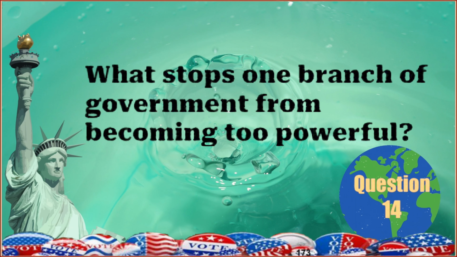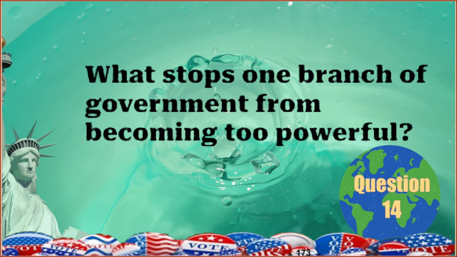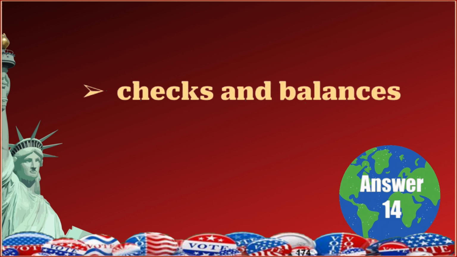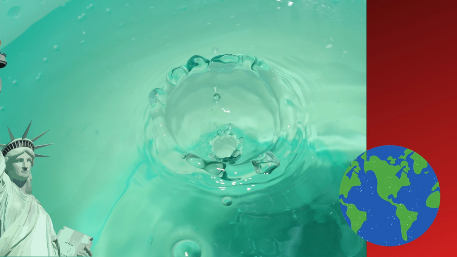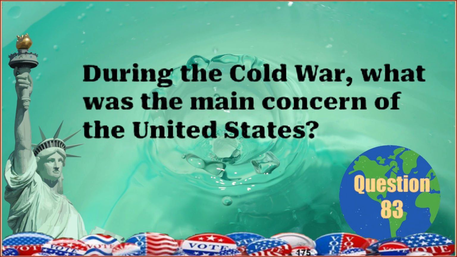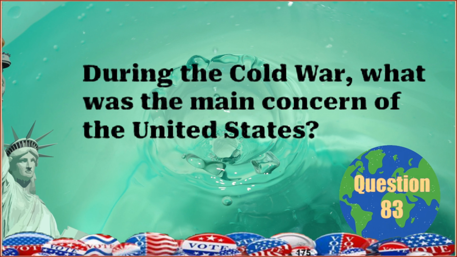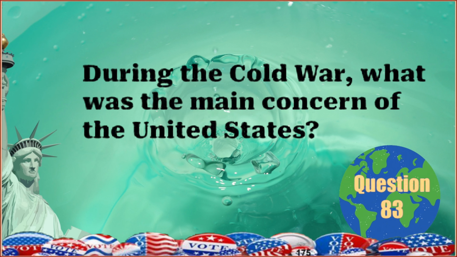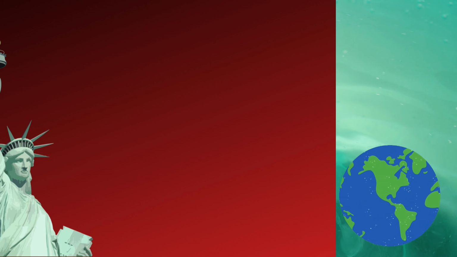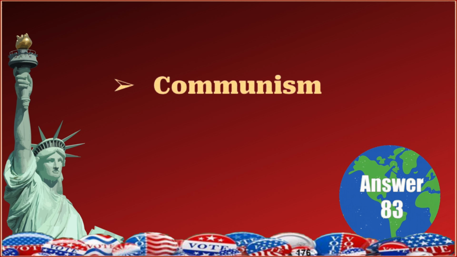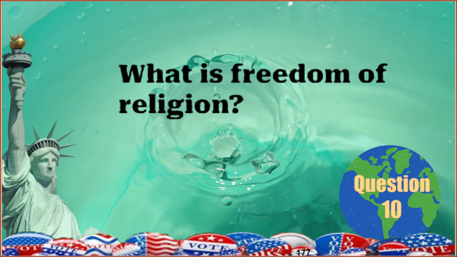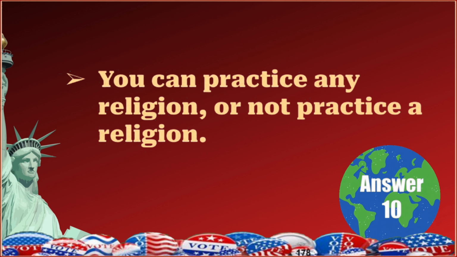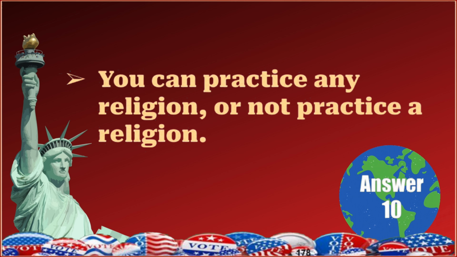What stops one branch of government from becoming too powerful? Checks and balances. During the Cold War, what was the main concern of the United States? Communism. What is freedom of religion? You can practice any religion or not practice a religion.